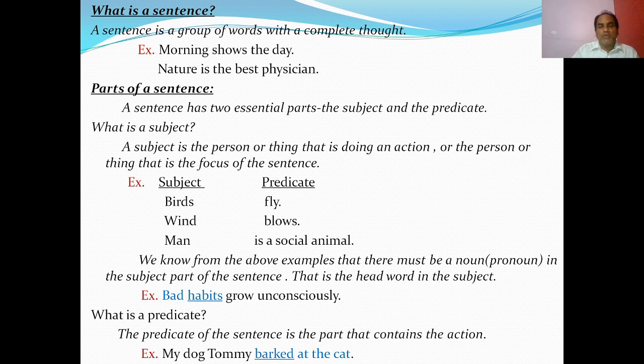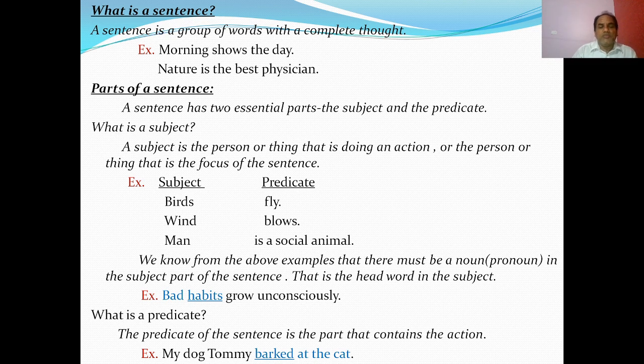So we know from the above examples that there must be a noun or a pronoun in the subject part of the sentence, that is the head word in the subject. Take the example: bad habits grow unconsciously. You see, bad habits is the subject. Here habits is the noun or head word. So I think we are clear what is a subject. A subject is the person or thing that is doing an action, or the person or thing that is the focus of the sentence. Am I clear? So let us discuss what is a predicate.